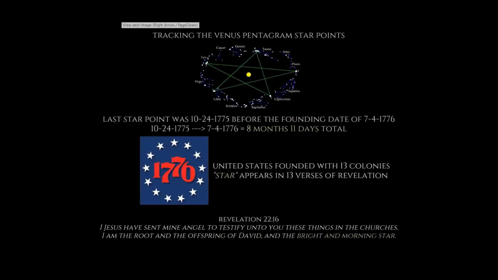Now, if we start to track the pentagrams of Venus, the star points, the last star point before the founding date of the United States was on 10/24/1775, and 7/4/1776 was a total span of 8 months and 11 days after the previous star point formed by Venus and the Sun.